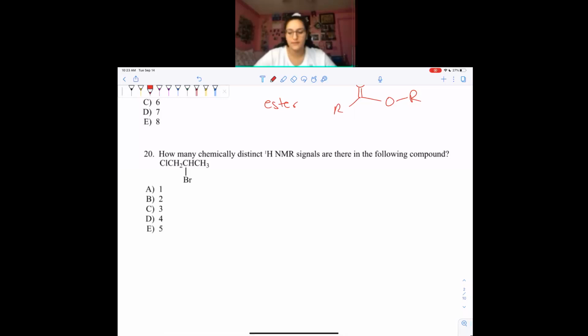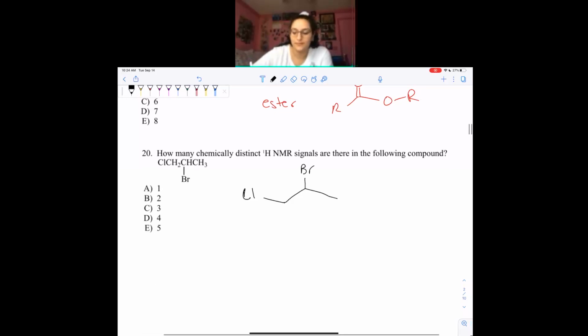again, we're just talking about hydrogen NMR, and I'm going to draw this out for you. So we have 1, 2, 3 carbons. We have a chlorine here, and we have a bromine here. So do we have any symmetry? No. Cool. But what is something that is different here than the last couple that we did? We have 2 atoms. There's a potential chiral center.